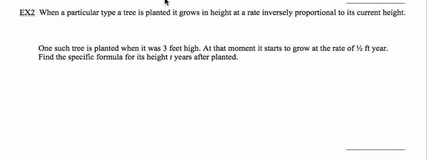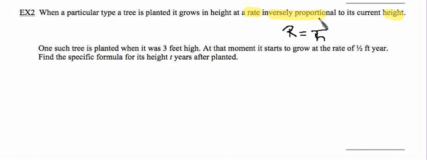Continuing on with example 2. So if you read example 2, the key words here are that its rate, the rate of growth, is inversely proportional to its current height. So if we just remind ourselves of the general form of an inversely proportional relationship, we could say the rate is inversely proportional to the height.